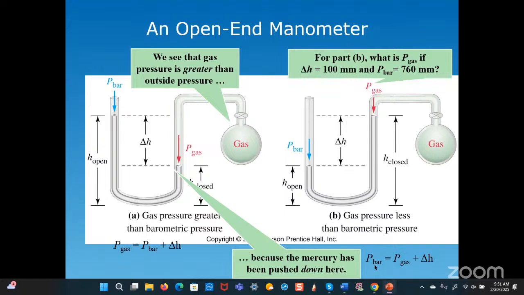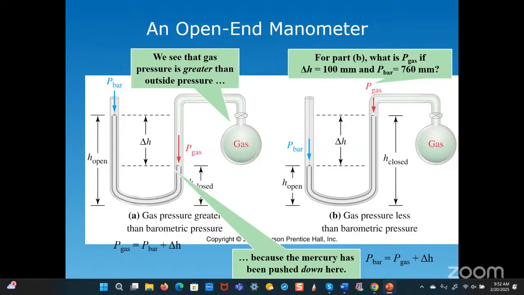So basically, in these setups, you have to know what the barometric pressure is before you can determine the actual pressure of the gas. You have to know, of course, the delta h, which you can measure. And then the difference between those two, in the first case, would give the pressure of the gas. In the other case, it would be the sum of the barometric pressure plus delta h that would give you the pressure of the gas. So that's basically how the open-end manometer works.